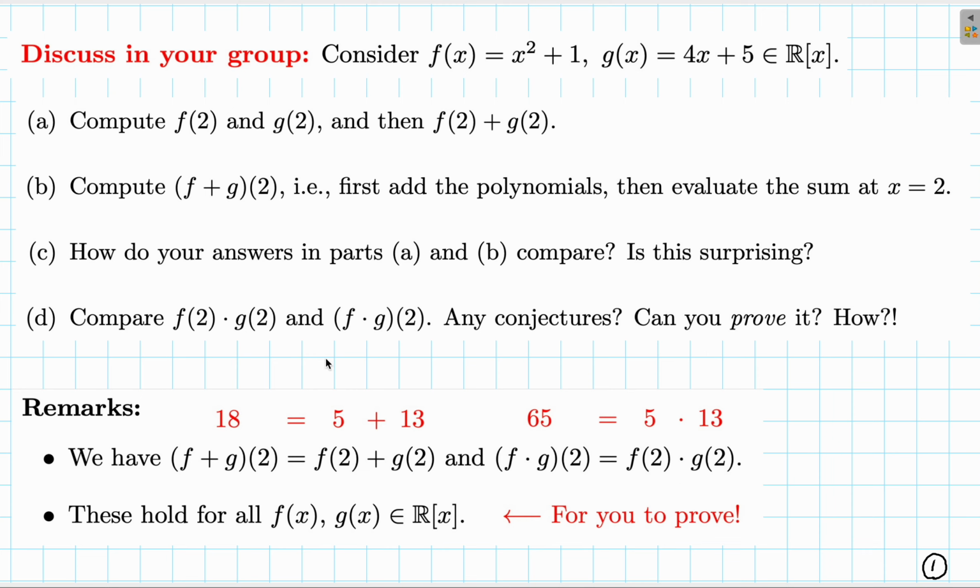In discussing this task, we said it doesn't matter if we first add the polynomials and then evaluate at x equals 2, or evaluate each polynomial separately at x equals 2 and then add those numbers. If that sounds familiar, it's the kind of thing we said when we studied group homomorphisms. And it turns out that what we have in front of us is an example of a ring homomorphism. So let's make this more explicit in the next slide.